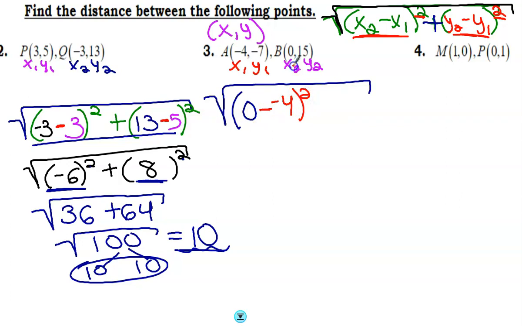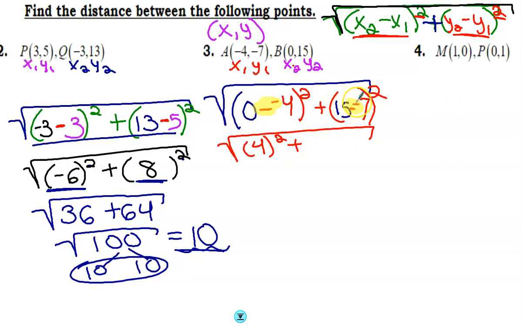Because I went from the x2 to the x1, and then plus my y2 is 15, minus a -7 squared. So what do we need to be careful with this? When I have two negatives in a row, I need to be very careful how I'm solving this. So 0 minus a -4 is 4 squared. 15 minus a -7. So what is that squared?